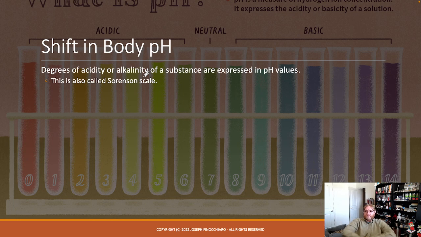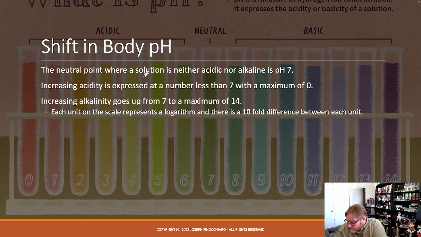Deep breath. Now we get into shift in body pH. Degrees of acidity or alkalinity of a substance are expressed in pH, also known as Sorensen. The neutral point where a solution is neither acidic nor alkaline is pH 7. It's right in the middle of the scale. Increasing acidity is expressed at numbers less than 7 with a maximum of 0.